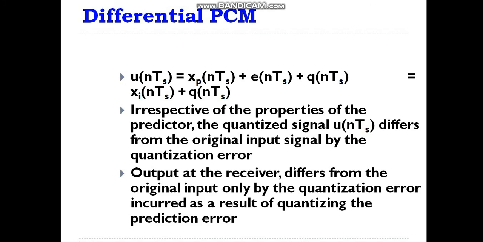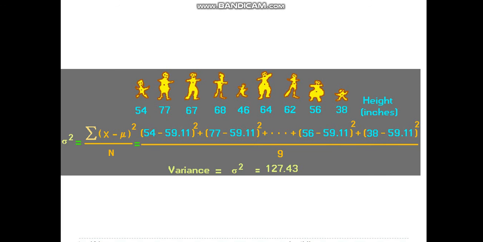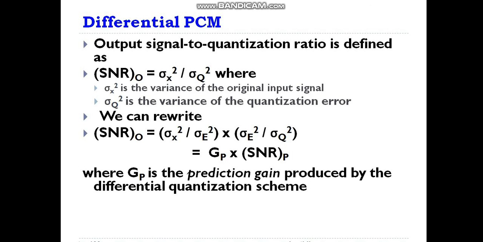Irrespective of the properties of the predictor, the quantized signal differs from the original input signal by the quantization error. So the output at the receiver generally differs from the original input only by the quantization error that occurred as a result of quantizing the prediction error. These are some real-time examples. We will see this later.